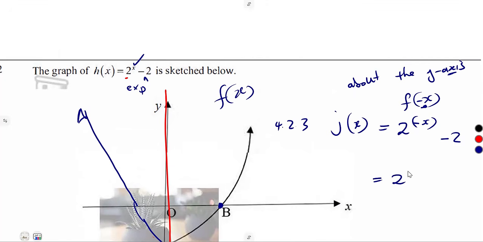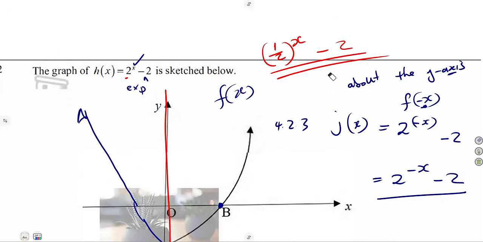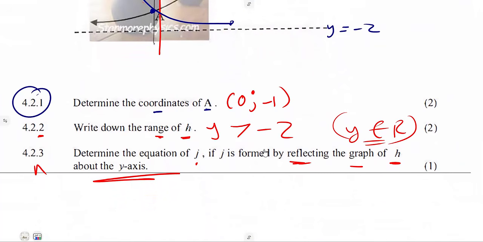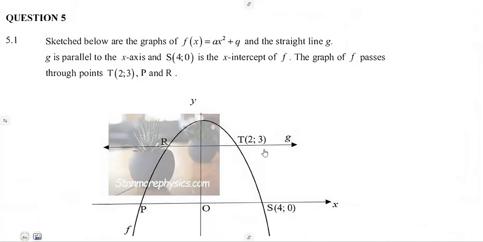So it is going to be 2 to the exponent of minus x, minus 2. We can rewrite this in many ways. Remember, 2 to the exponent of a negative means 1 over 2 to the exponent of x, minus 2. So you can even write it that way. It is up to you. So know your transformations, guys, from your basics of grade 9 mathematics.